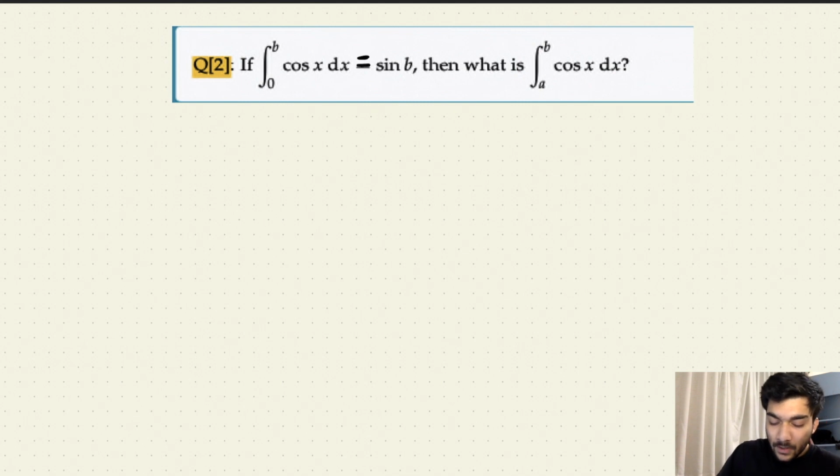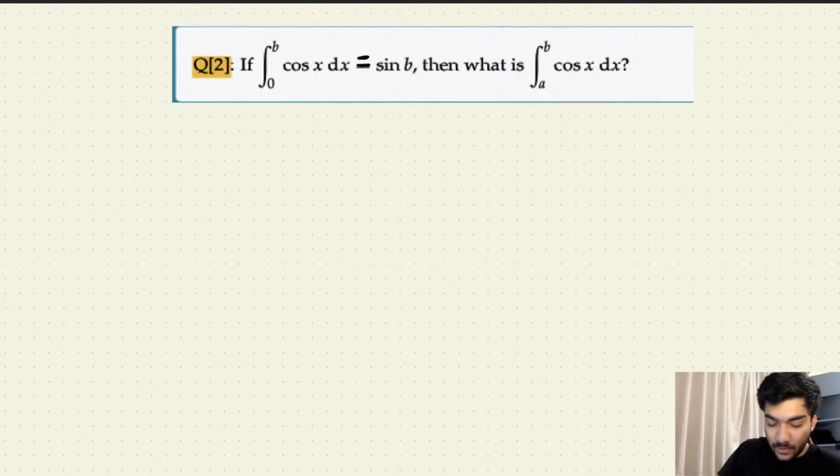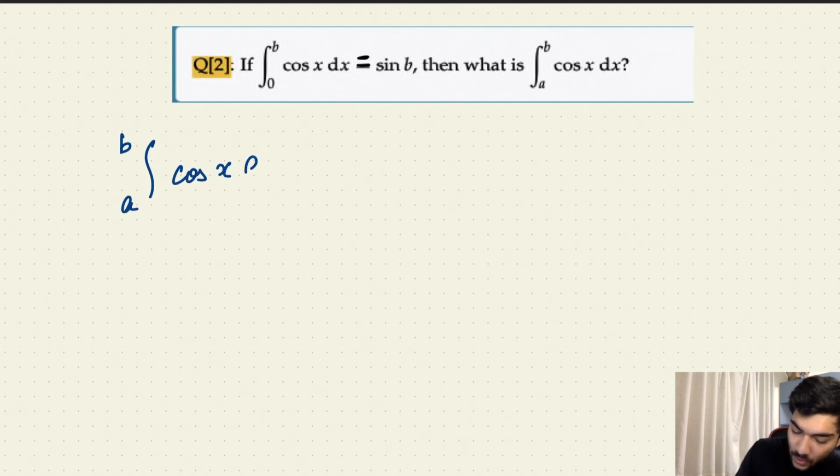You're given that the integral of cos x dx from x equals 0 to x equals b is sine b, and based on this information you have to calculate this expression over here, right? So now let's use all three properties above that we discussed in order to solve this question. I can write my integral a to b cos x dx as, so if I see this expression, it gives me an idea that I have to somehow bring a 0 in one of the endpoints.